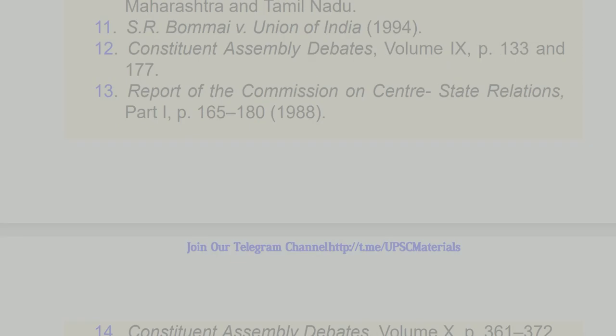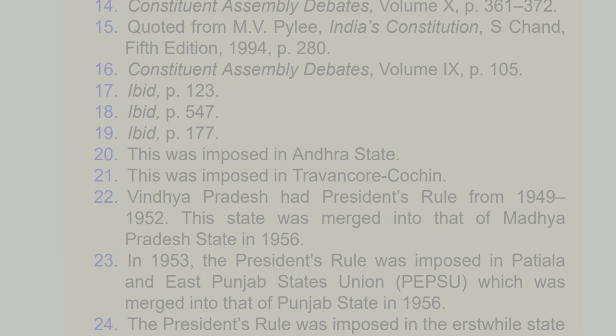11. S.R. Bommai v. Union of India, 1994. 12. Constituent Assembly Debates, Volume 9, p. 133 and 177. 13. Report of the Commission on Center-State Relations, Part I, p. 165-180, 1988. 14. Constituent Assembly Debates, Volume X, p. 361-372. 15. Quoted from M.V. Pylee, India's Constitution, S. Chand, 5th edition, 1994, p. 280. 16. Constituent Assembly Debates, Volume 9, p. 105. 17. Ibid, p. 123. 18. Ibid, p. 547. 19. Ibid, p. 177. 20. This was imposed in Andhra State. 21. This was imposed in Travancore Cochin.